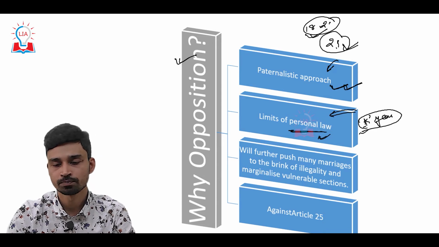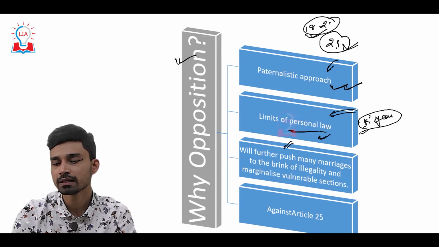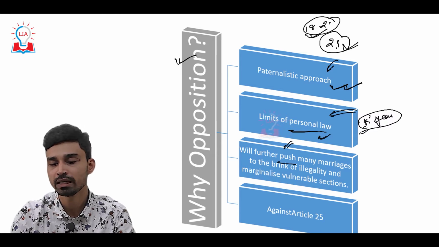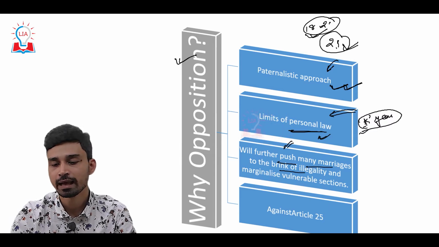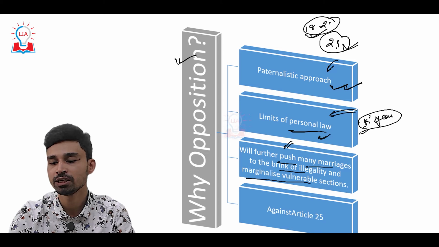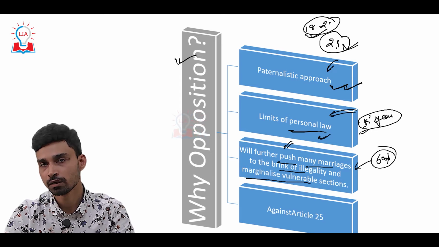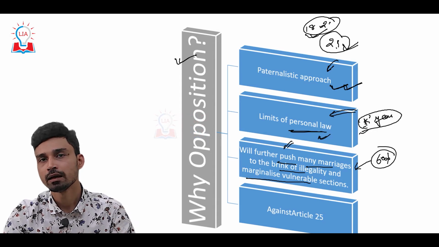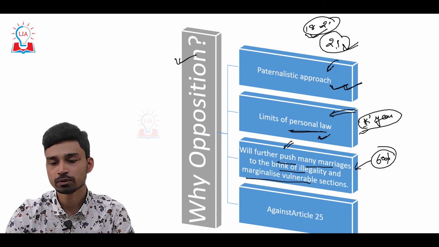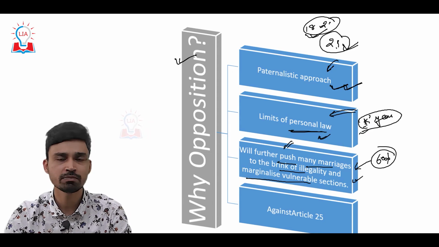cause dispute. Third, it is also believed that such changes will further push many marriages to the brink of illegality and marginalize vulnerable sections. As we discussed initially, around 60% of India's girls or females are marrying up to 21 years of age. So that is why many such marriages can become illegal.